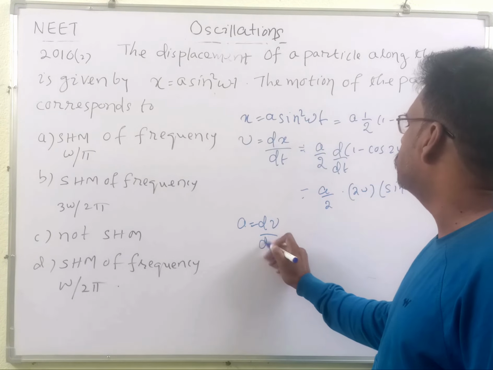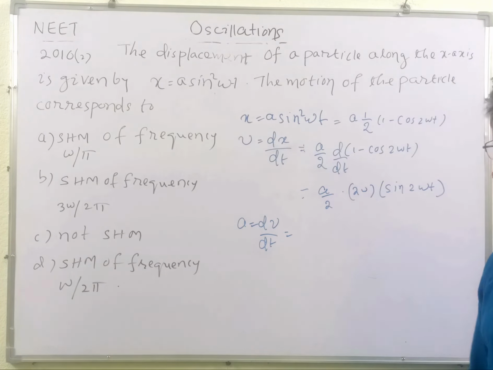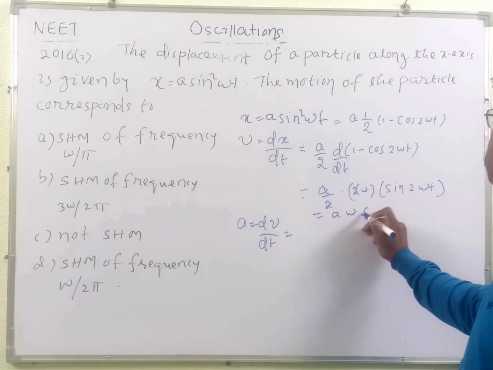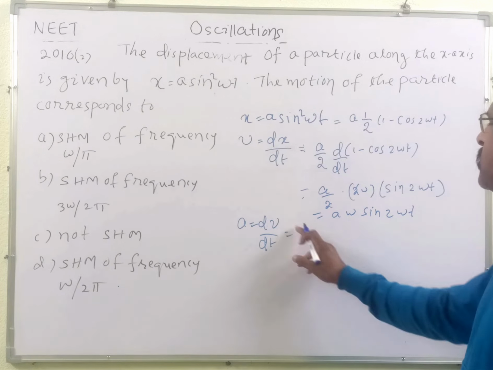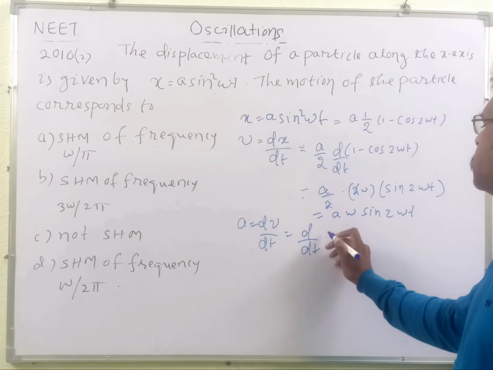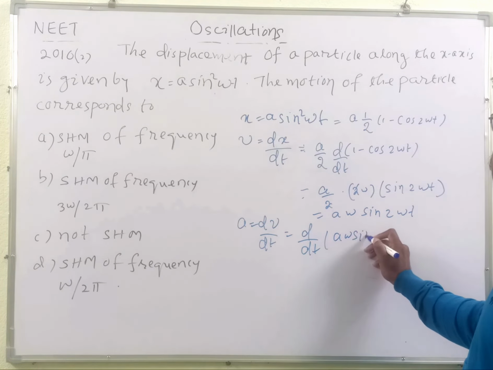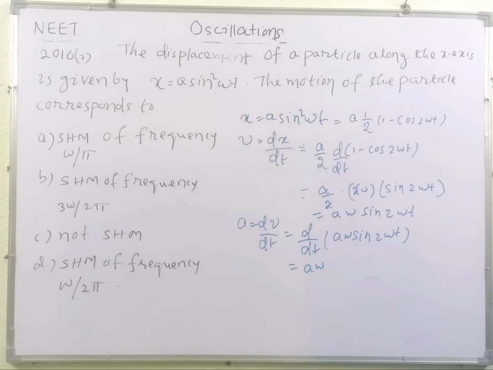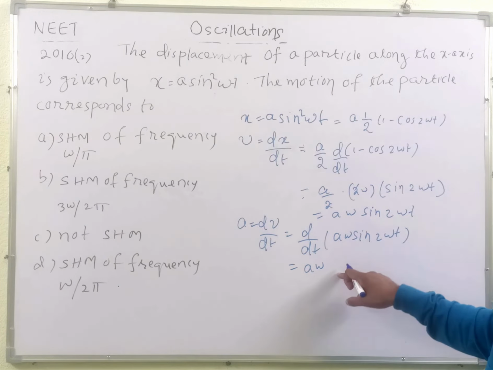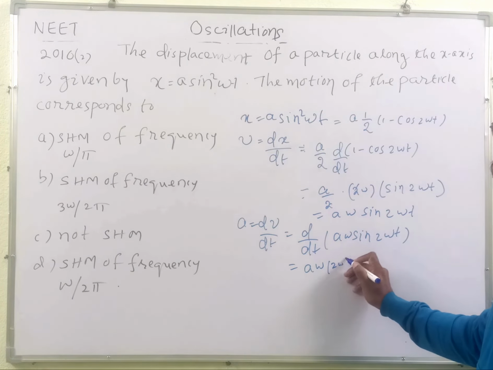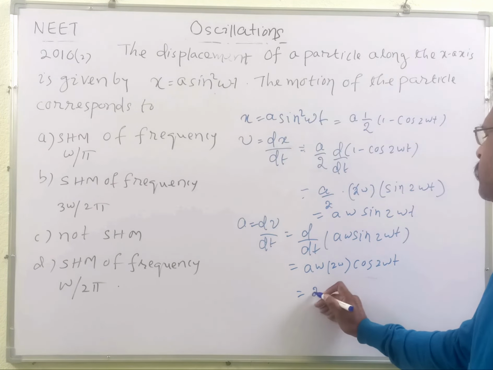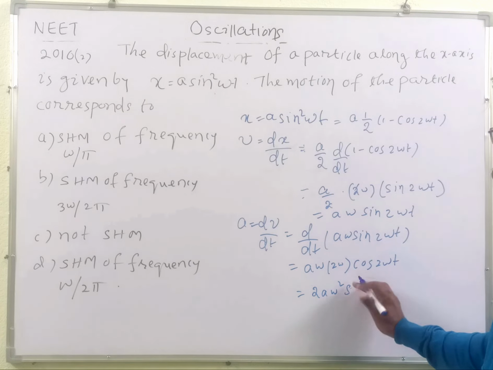Then students, the acceleration is dv by dt. The time rate of change of velocity is acceleration, or the time derivative of velocity is acceleration. So these two cancel, and we write here a omega sin 2 omega t. So dv by dt is d by dt, the time derivative of a omega sin 2 omega t. So this becomes, student, a omega is taken outside, and this sin 2 omega comes here, 2 omega. So this is 2 omega and cos 2 omega t, or this becomes 2a omega square cos 2 omega t.